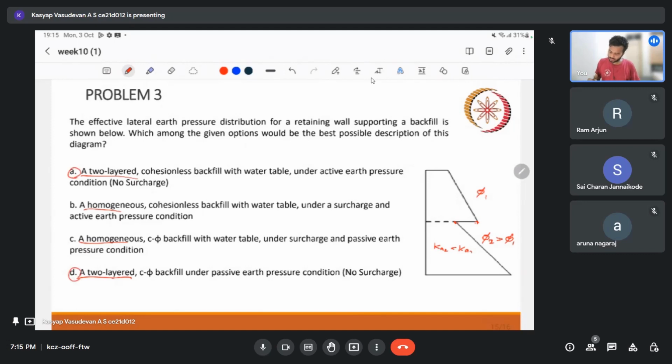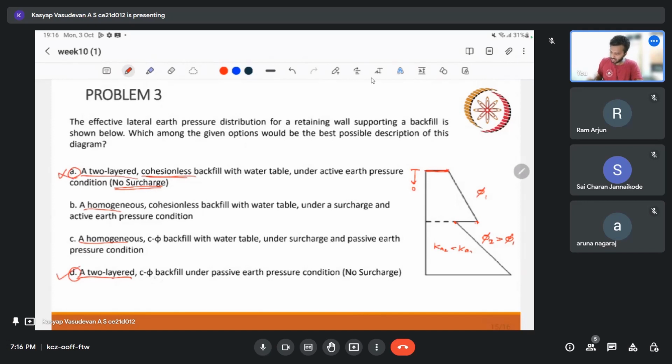The second thing is whether it is a c-phi soil or cohesionless soil. If it was cohesionless soil, and we need a lateral earth pressure at the top at z equal to 0, then either we need a cohesion, or we need a surcharge. But it is already told that there is no surcharge and it is cohesionless soil, so it cannot be this. So it has to be D.